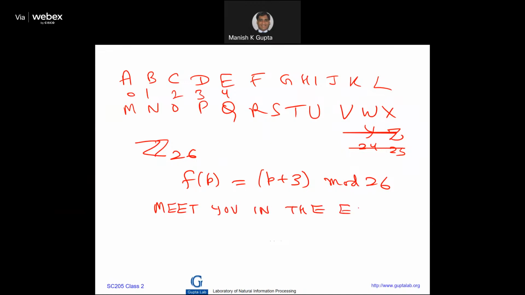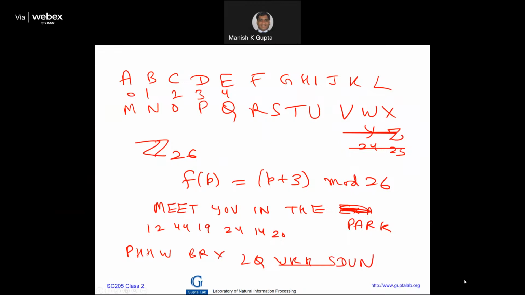I am taking the example from your book only. So this will be 12, 4, 4, 19, 24, 14, 20, and so on. Everything you convert into these numbers, right? Then add 3 to every number and reduce it modulo 26. You will get some numbers, and go back with the table of mapping. For example, "meet you in the park" will become something like this. So this is the encryption.